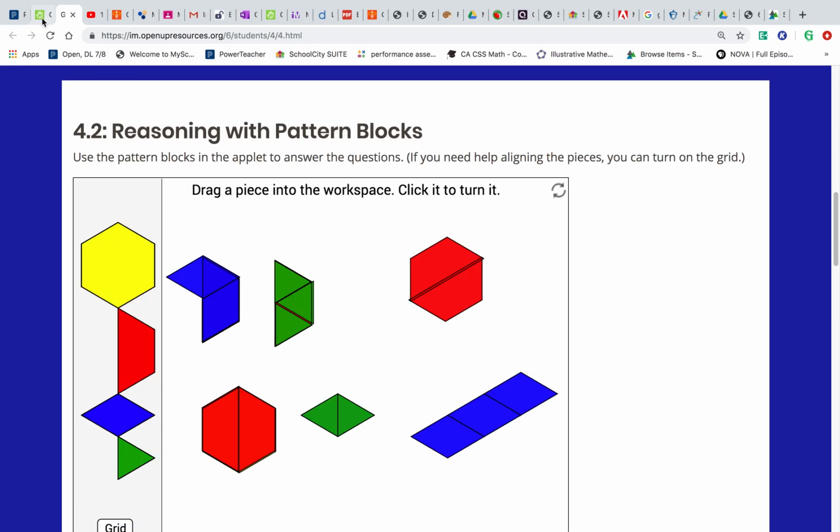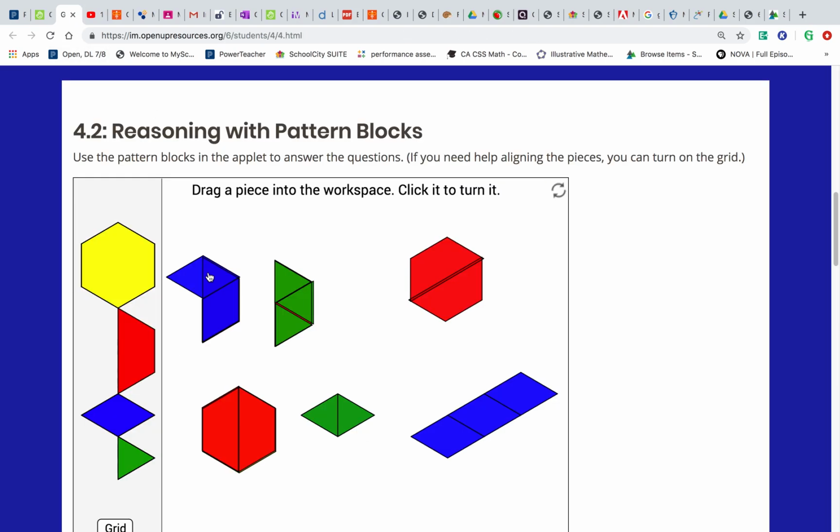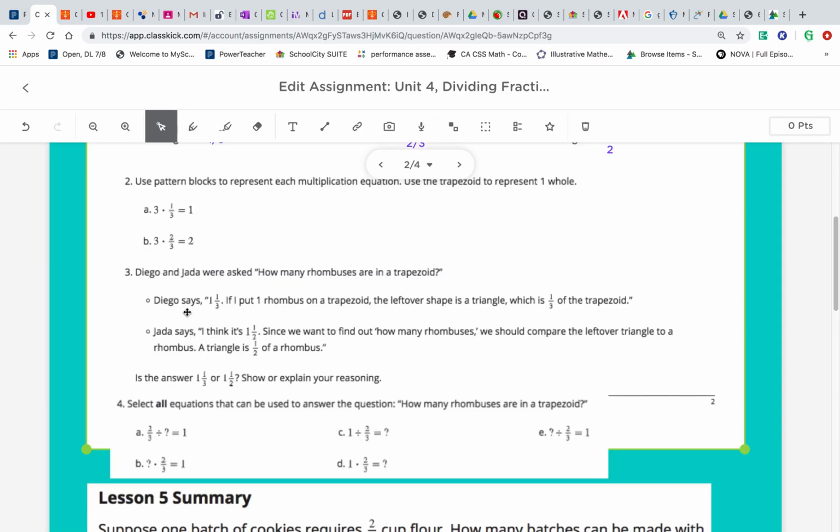Okay, but Diego said that the triangle is 1/3 of the trapezoid. Okay, but we aren't comparing it to the trapezoid. We're comparing it to the rhombus. A triangle, as you can see here, is half of a rhombus. You can see the example right here, right? A triangle makes up half of a rhombus. So what's left over is half of a rhombus. So because of that, Jada is correct. So we can put a little check mark by Jada. She's correct. Okay, and I just explained why, right? It's half of a rhombus that's left over. The triangle that's left over represents half of the rhombus.